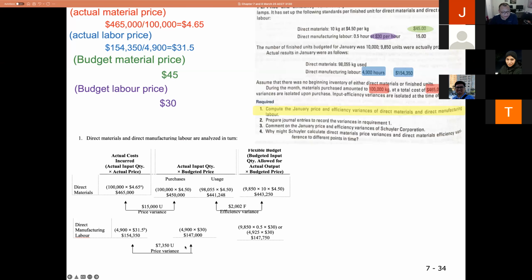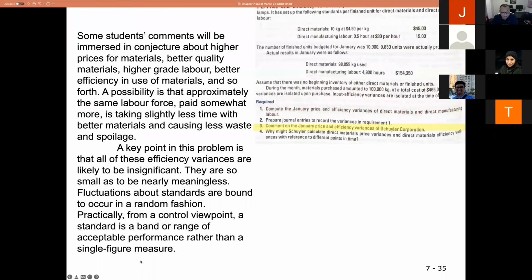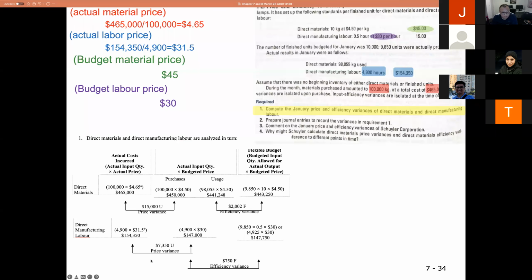So my price variance, that's the difference. And my efficiency variance is this. So what did you see from this picture? From these four variances? It seems like the price variance is unfavorable. The efficiency variance is favorable. Okay. Are we clear with the calculation on this one?